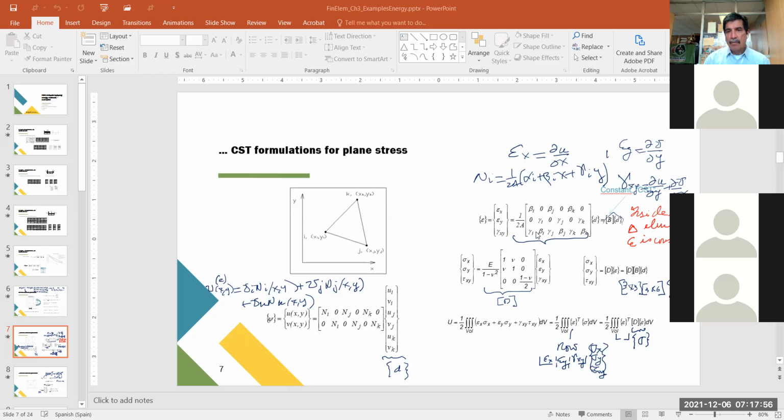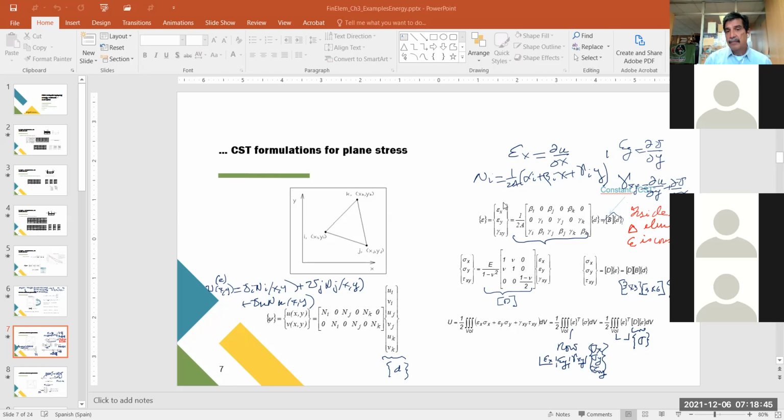Okay, now we remember these 3 values, epsilon, that we need in order to evaluate the strain energy. So this is the derivative. If we differentiate that, we get beta i divided by 2a. Everybody will have a 2a, so I put it down here. So the derivative of this will be beta i times ui plus beta j times uj plus beta k times uk. And that's what you see here in the first line, multiplied by this vector. Similarly for dv dy, that's epsilon y, and similarly for gamma xy.